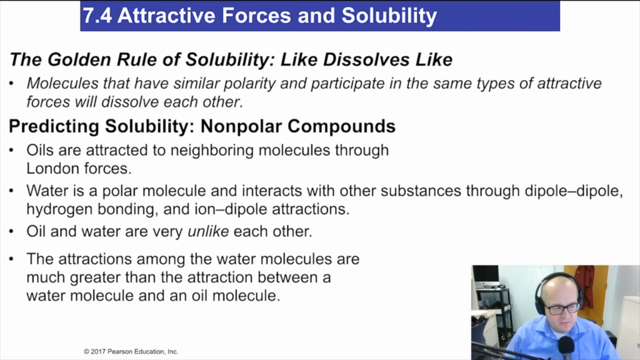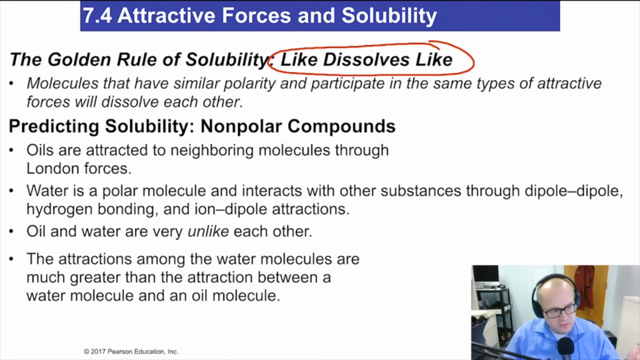Now, this is a very important concept in chemistry, all right? First of all, there's this thing called the golden rule. Like dissolves like. Write that down. Like dissolves like. Now, basically what that means is that polar things dissolve polar things. Non-polar things dissolve non-polar things. Very simple.